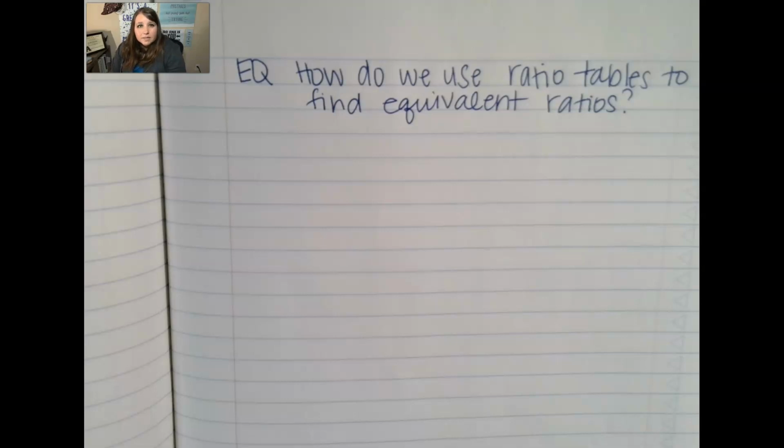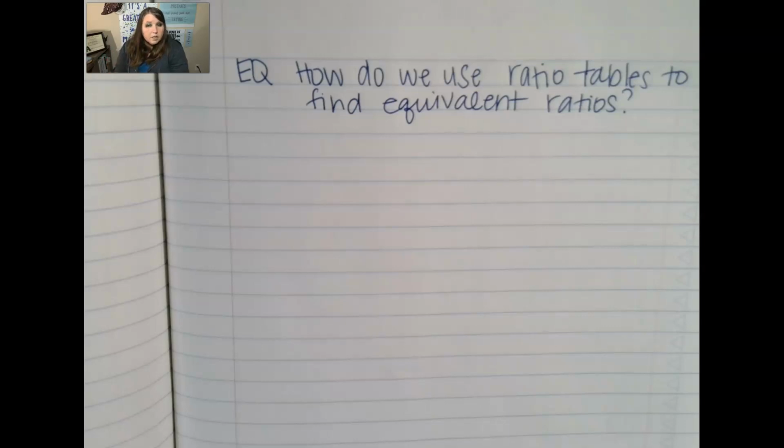Today we are going to be answering the essential question of how do we use ratio tables to find equivalent ratios. So in our last lesson, we used a comparison for ratios, like the word "to" or a colon, or turned it into a fraction. And we were able to use those ratios to find their value, how much per one thing. Well, today we're going to be using ratio tables and finding equivalent ratios.